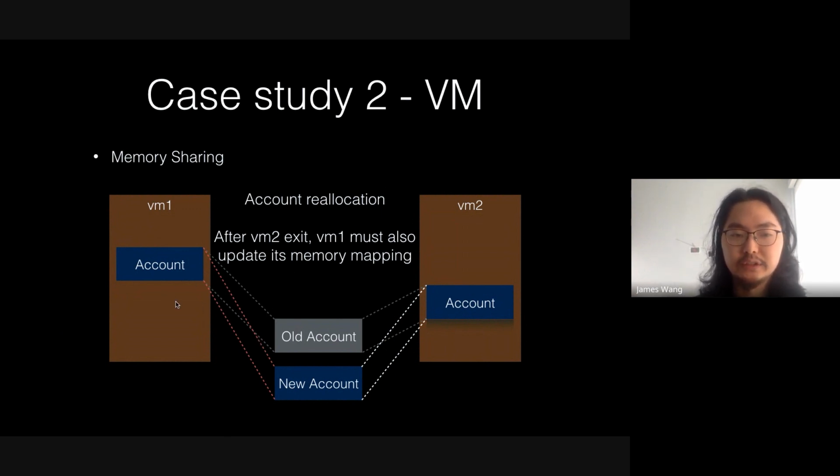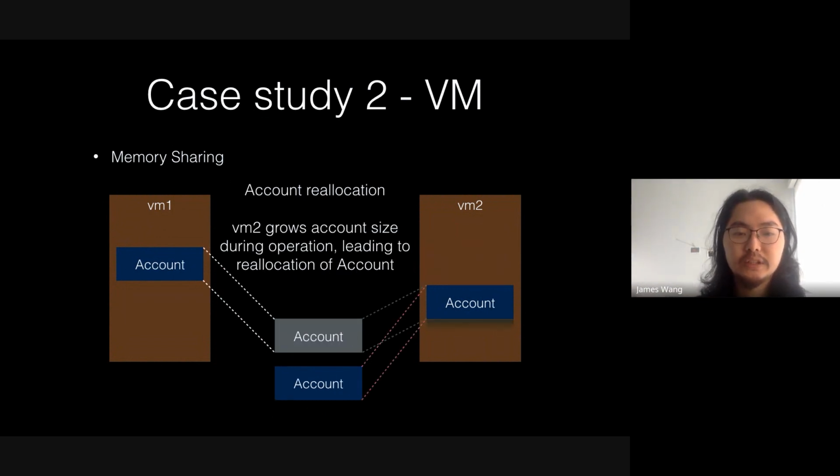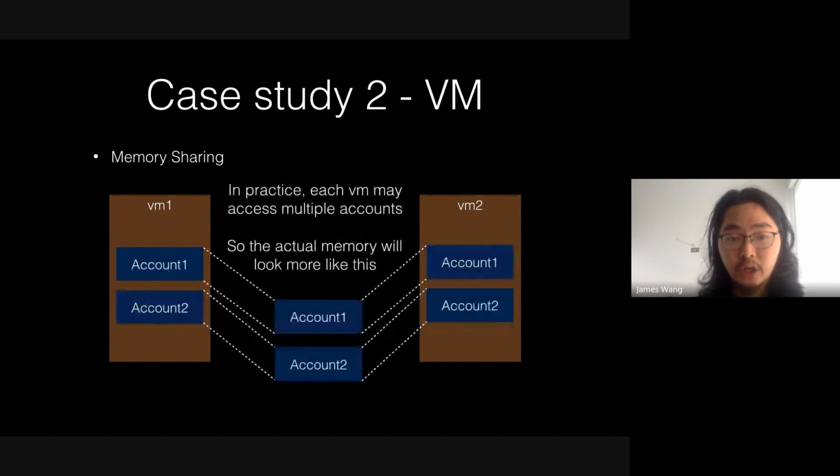So after returning to the first program, we must update the mapping. This is important. What we were looking at previously is just the overall concept. In practice, a program can have access to multiple accounts, and it can also pass multiple account references to the second program. So in practice, the mapping will probably look more like this. We have several accounts mapped to several different buffers. And that's what actually happens in real programs.